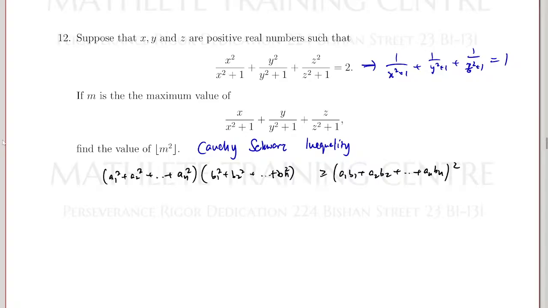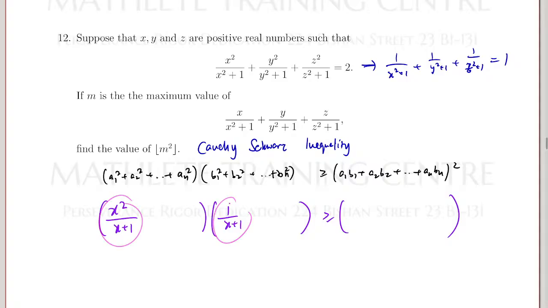So here, immediately by applying this, we can see that our x squared over x plus 1 times our 1 over x plus 1, by using the inequality, what would this term be? It is the geometric mean of these two, and the geometric mean of these two would just be x over x squared plus 1, like that.